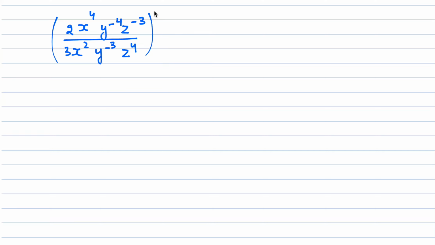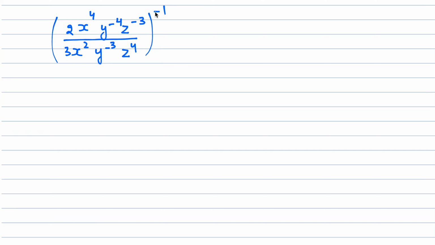Let's make a question like 2x to the power 4, y to the power negative 4, z to the power negative 3 over 3x squared, y to the power negative 3, z to the power 4, and let's make it negative 1, whole power negative 1. Now I'll stop for a while. Think, what should I do?